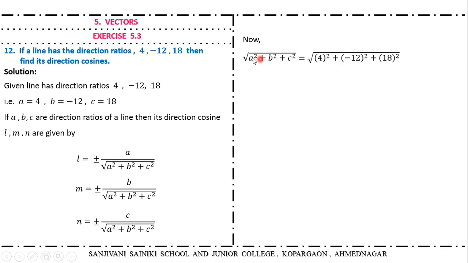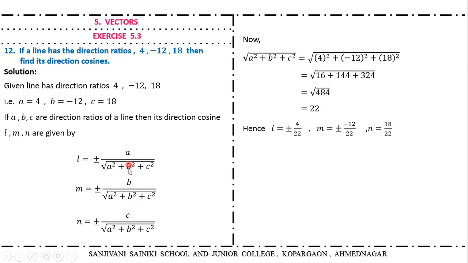So we will find the value of root of A square plus B square plus C square. A is 4, B is minus 12, C is 18. Take their squares and add, we get 484. Take the root, it is 22. Hence, we will put the values in this formula. You will get L is equal to plus minus 4 by 22, M is equal to plus minus 12 by 22, and N is equal to 18 by 22.